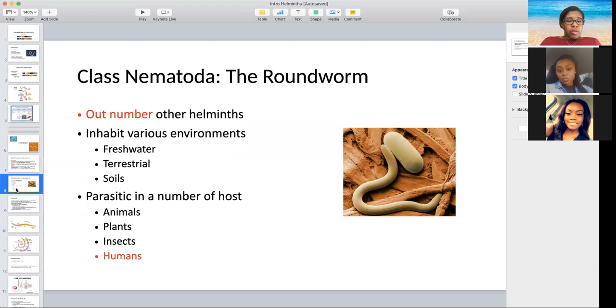The roundworms, as I mentioned before, are the most abundant of the helminths, outnumbering the tapeworms and flukes. They can be found in various environments. They're parasitic to a number of different hosts, including humans, and those are the ones we care about. We also care about the ones parasitic to other hosts, because again, plants and animals are sources of food for us.